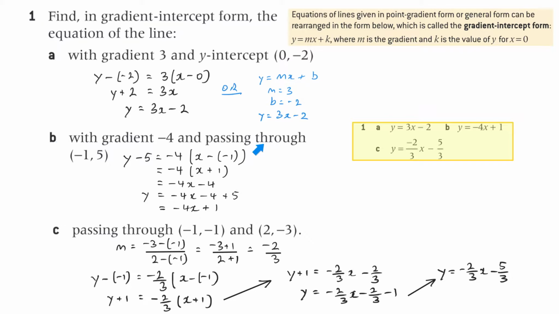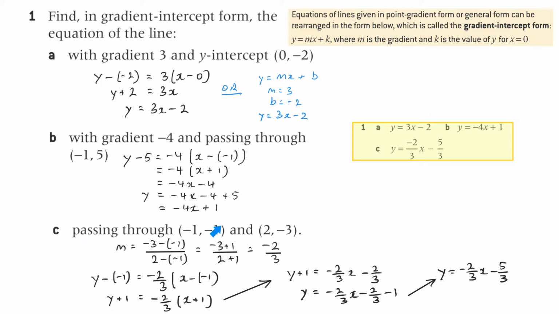B, with gradient minus 4 and passing through this point, we can use the point gradient form. So we're going to use this point. We've got y minus y1 equals m times x minus x1, and that becomes y equals minus 4x plus 1. These are the answers from the book here.